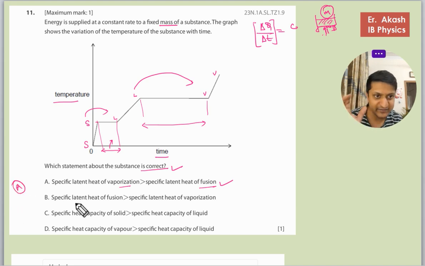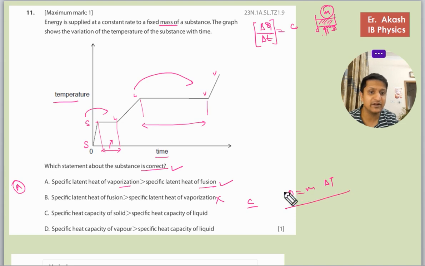But for understanding, we will now look into the other options also. Specific latent heat of fusion is greater than the specific latent heat of vaporization. No, we have already discussed. Then the specific heat capacity, that is C, you must have done the questions like Q equals mc delta T. We calculate how much energy is required to raise the temperature of a body. So the specific heat capacity of solid is greater than the specific heat capacity of liquid.